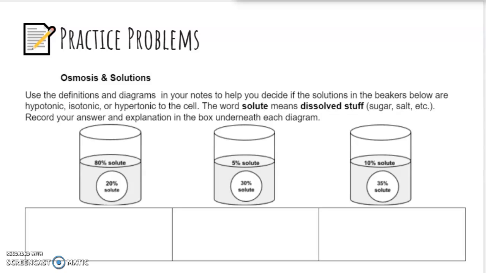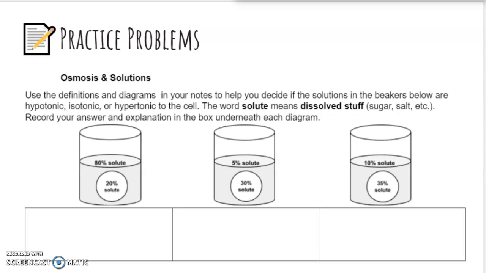Let's work some practice problems. So in this case here, we're looking at osmosis in solution. Use the definitions and diagrams in your notes to help you decide if the beakers below are hypotonic, isotonic, or hypertonic to the cell. The word solute, remember, means dissolved stuff. So that's the thing that we're talking about: the sugar, the salt, the ions, etc. Record your answer and explain in the box underneath in each diagram.